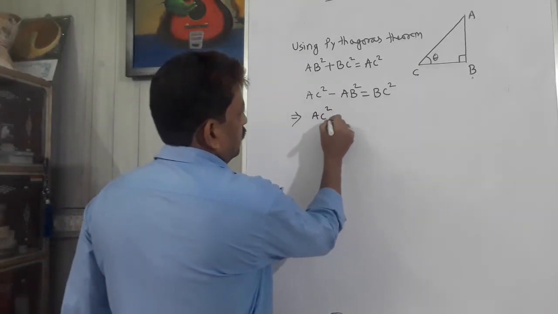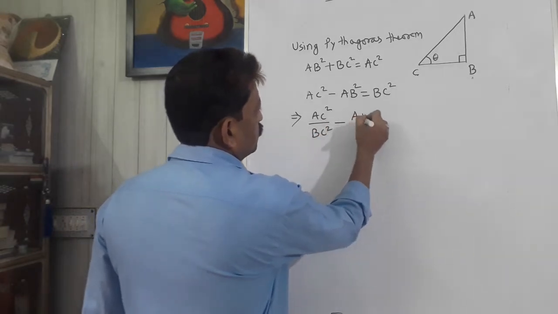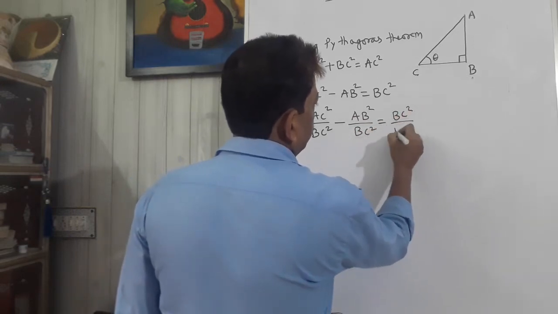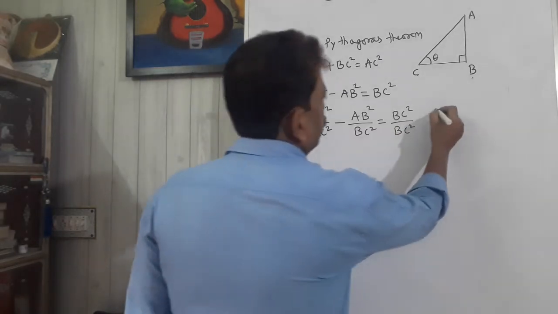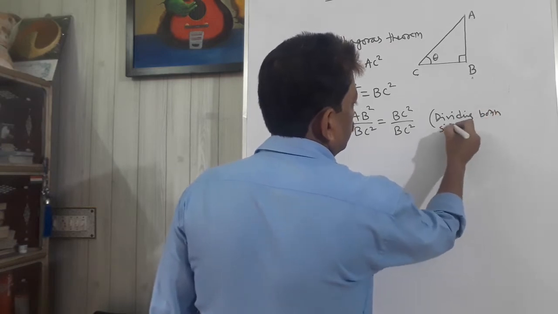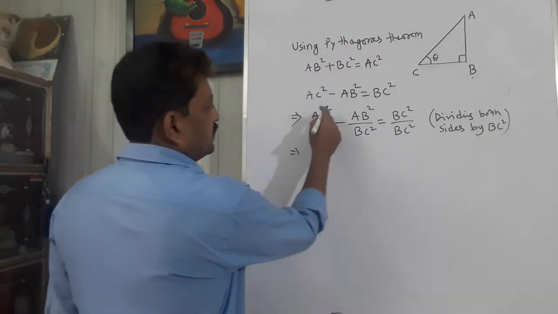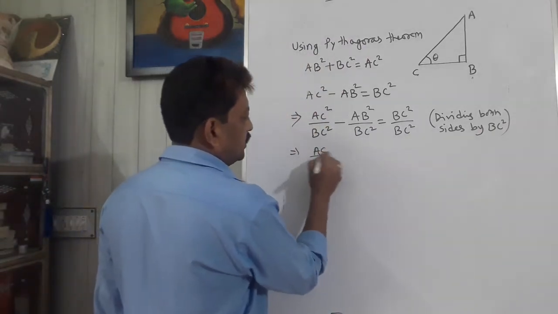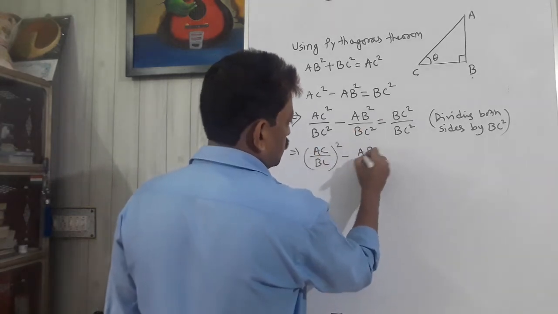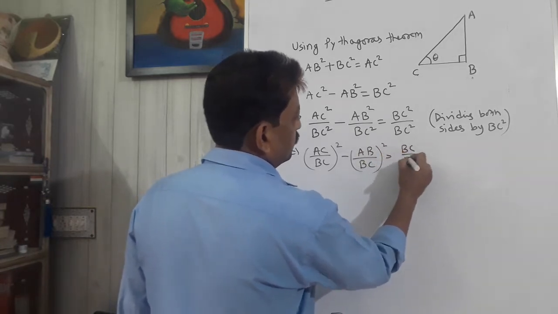So AC square by BC square minus AB square by BC square equals BC square divided by BC square. Dividing both sides by BC square. So this AC square by BC square can be written in the form AC upon BC whole square, minus AB upon BC whole square, equals BC upon BC whole square.